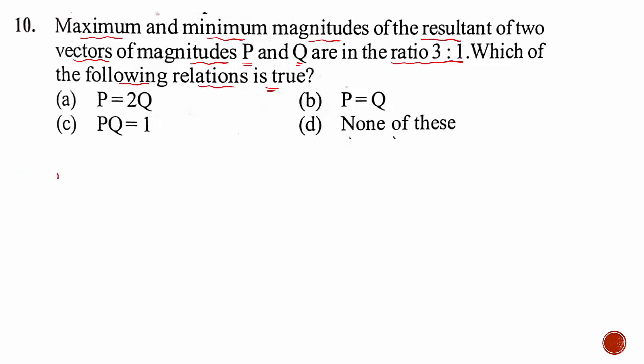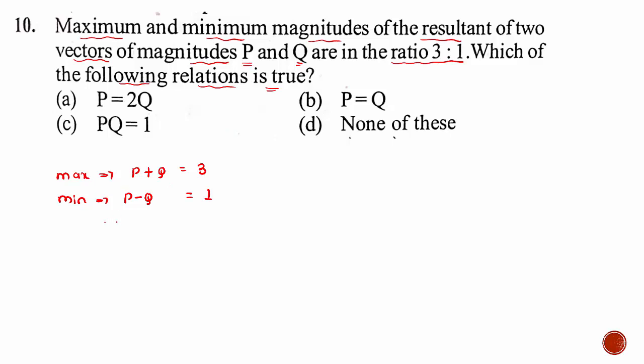See here, according to the problem, maximum means P plus Q we can consider. Here it is given the resultant is 3. Minimum means we can take P minus Q, its resultant is given 1. So we can write P plus Q equal to 3, P minus Q equal to 1. When we solve these two equations, we can find which of the following relations is true.